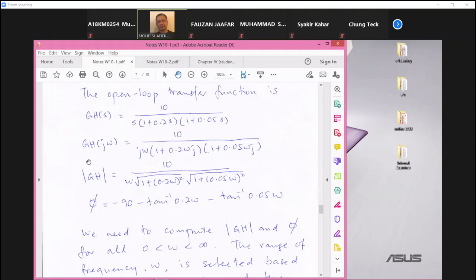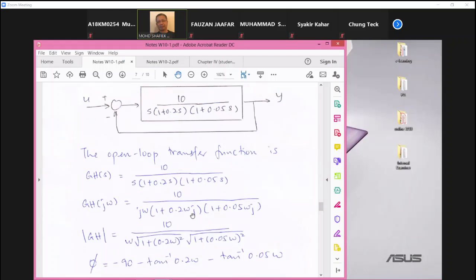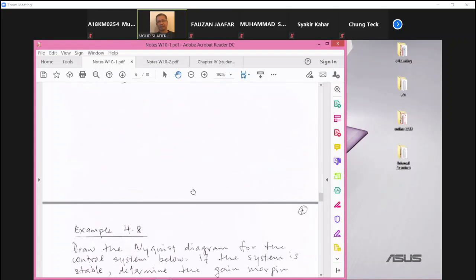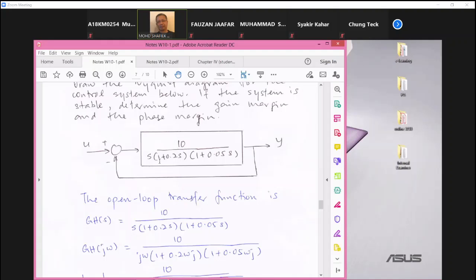Now you need to compute the magnitude of GH and the phase angle for all values of omega from 0 to infinity. Here comes a handy guideline, because you want to choose values of omega from 0 to infinity, and you need some guide for choosing them. You need to know the maximum time constant and the minimum time constant. The time constant comes from the form 1 plus ts. The minimum time constant is 0.05 and the maximum time constant is 0.2.